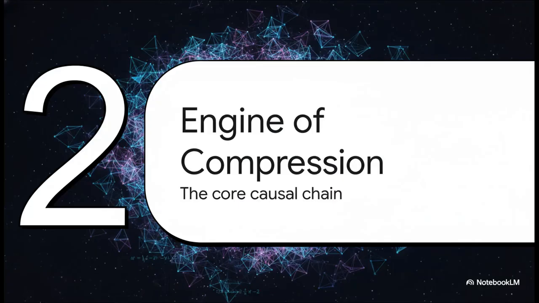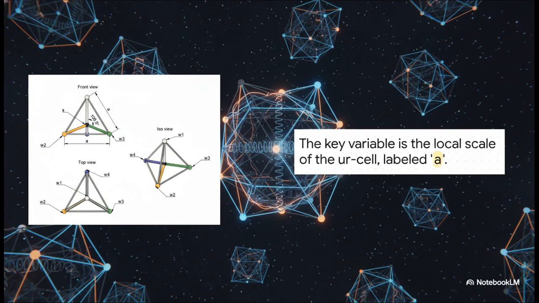Okay, so we've got the basic blueprint. Now let's look at what makes this whole thing run, and it all comes down to one concept: compression. The state of any one of these cells is all about its local scale, which we're calling A. You could just think of it as its size, right? If A shrinks, the cell's being squeezed. If it gets bigger, it's expanding. Simple as that. But this one little variable, it changes everything.